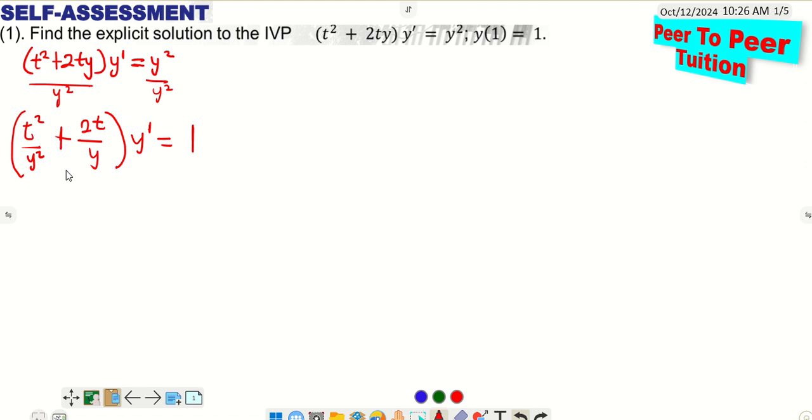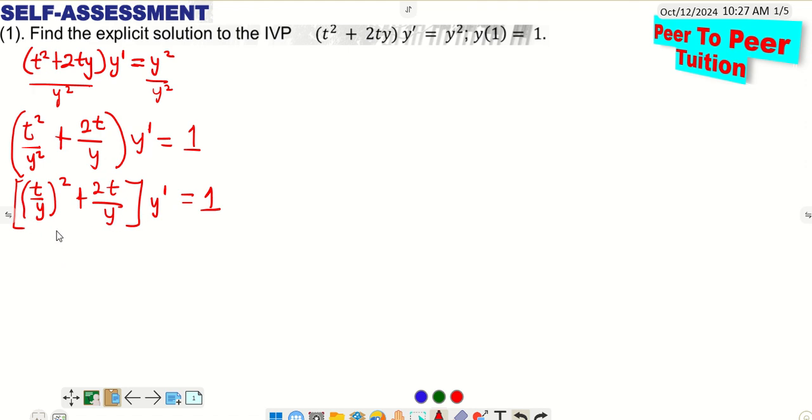Now when we get to this point, you will notice that t squared over y squared can be written as (t over y) all squared, then plus 2t over y, all put in brackets multiplied by y prime, should be equal to 1. Now from here, we can see t over y here, and t over y here.